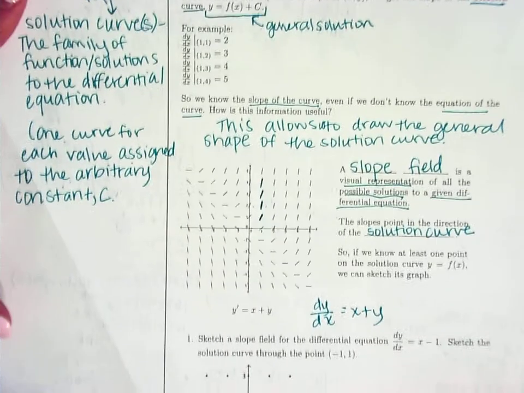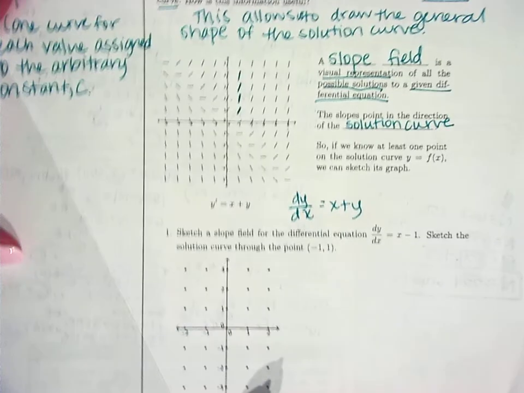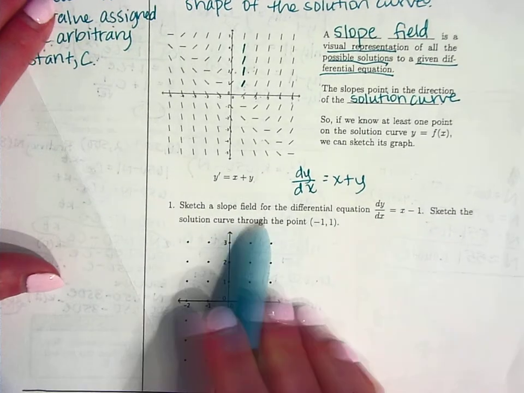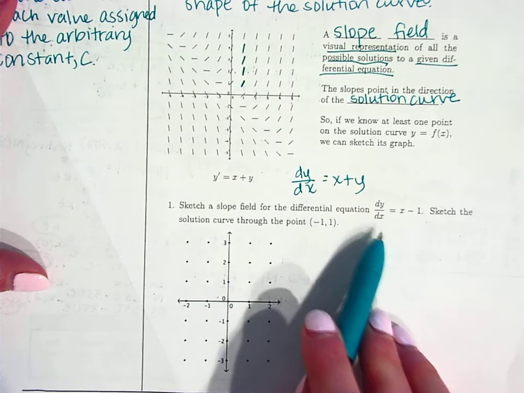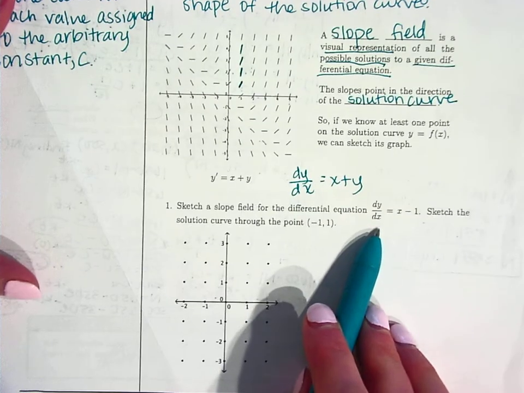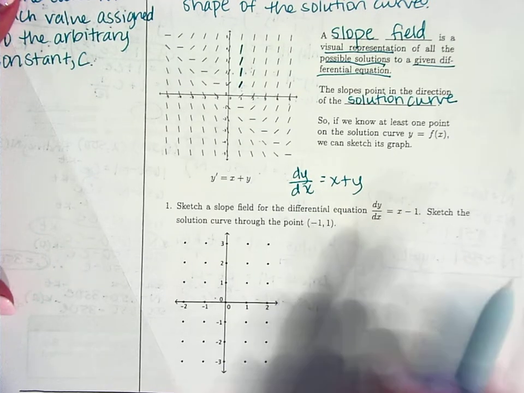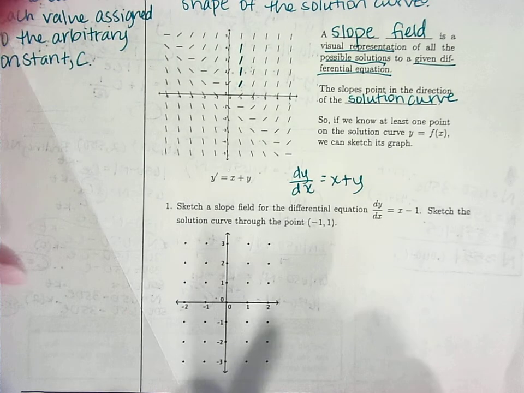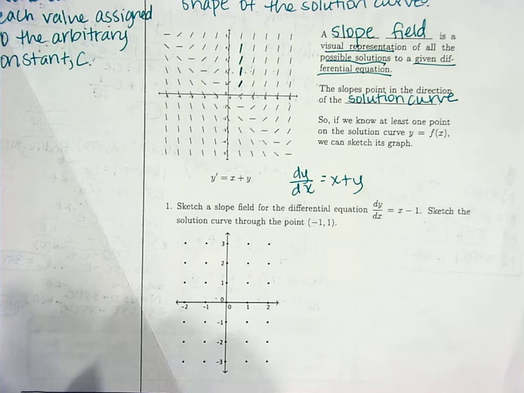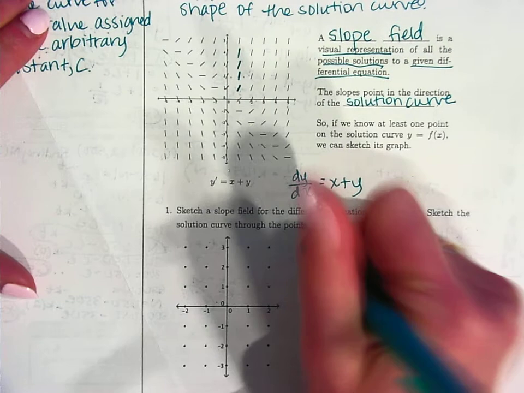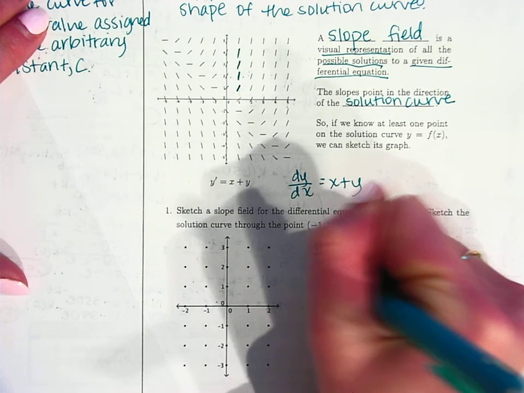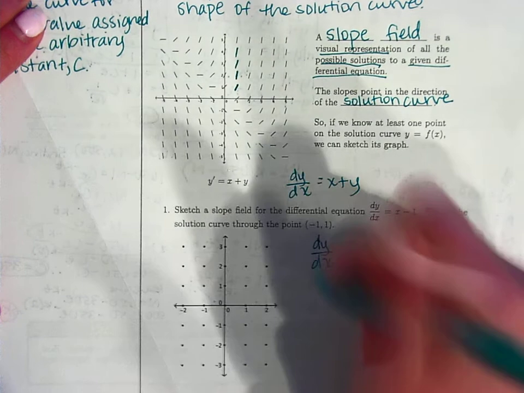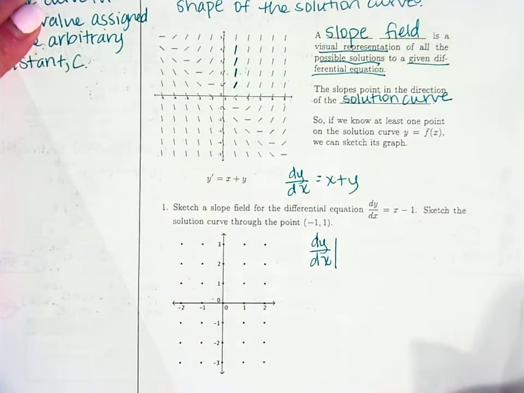Okay. All right, so we're going to practice drawing our own slope field. It says sketch a slope field for the differential equation dy over dx equals x minus 1. We're going to do this first, and then we'll sketch the solution curve. So first we need to figure out what the slope is at some points. You don't have to write this out every time, but we'll do the first couple like this.